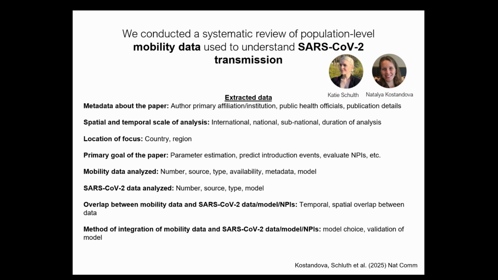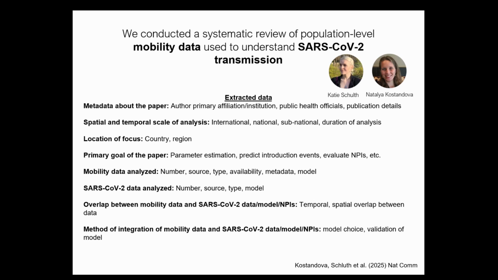And so from these papers, we extracted information about the authorship, what was the scale of analysis they did, where did they do it, what was the goal of their paper. Some papers that focus on mobility are trying to estimate introduction rates, others are trying to look at what could be the impact of different travel restrictions and things like that. All of the papers we really focused on had to use some sort of mobility data about populations.